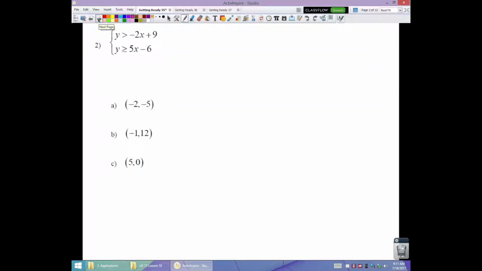Same directions for number 2. Okay. So I'll rewrite my inequalities up here so I can work below them. So in choice A, I replace y with negative 5. That's greater than negative 2 times the x value, negative 2, plus 9. Well, negative 2 times negative 2 is 4 plus 9 is 13. Negative 5 greater than 13, that's already false. So we're done with A. It can't work.